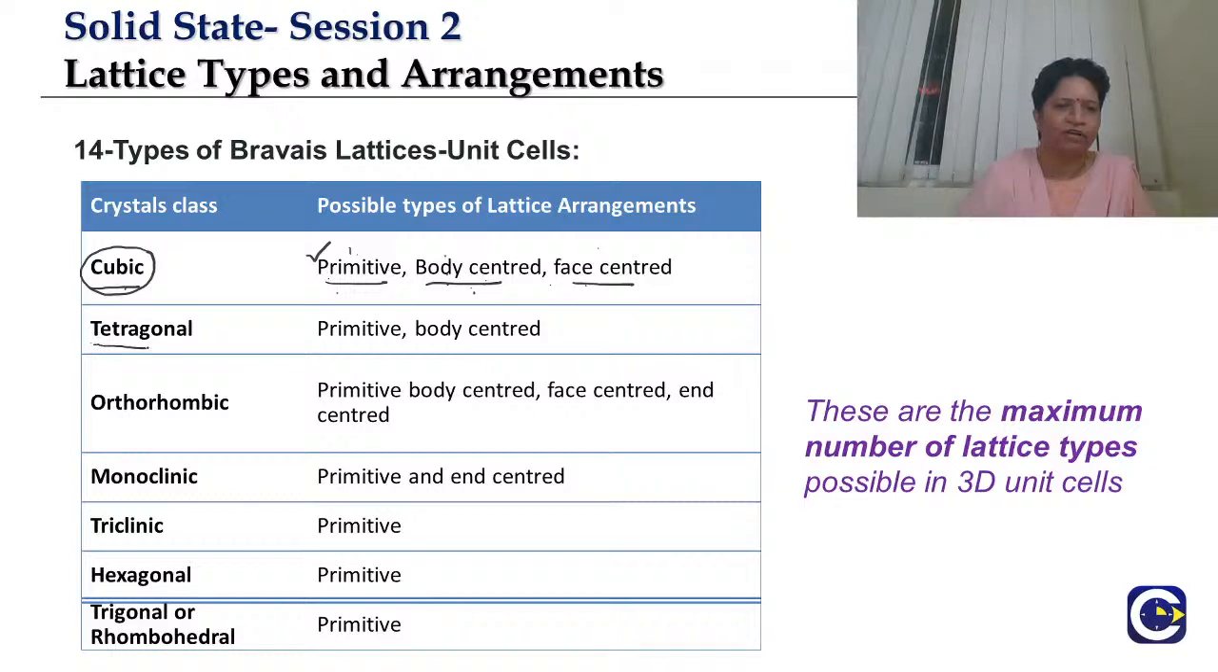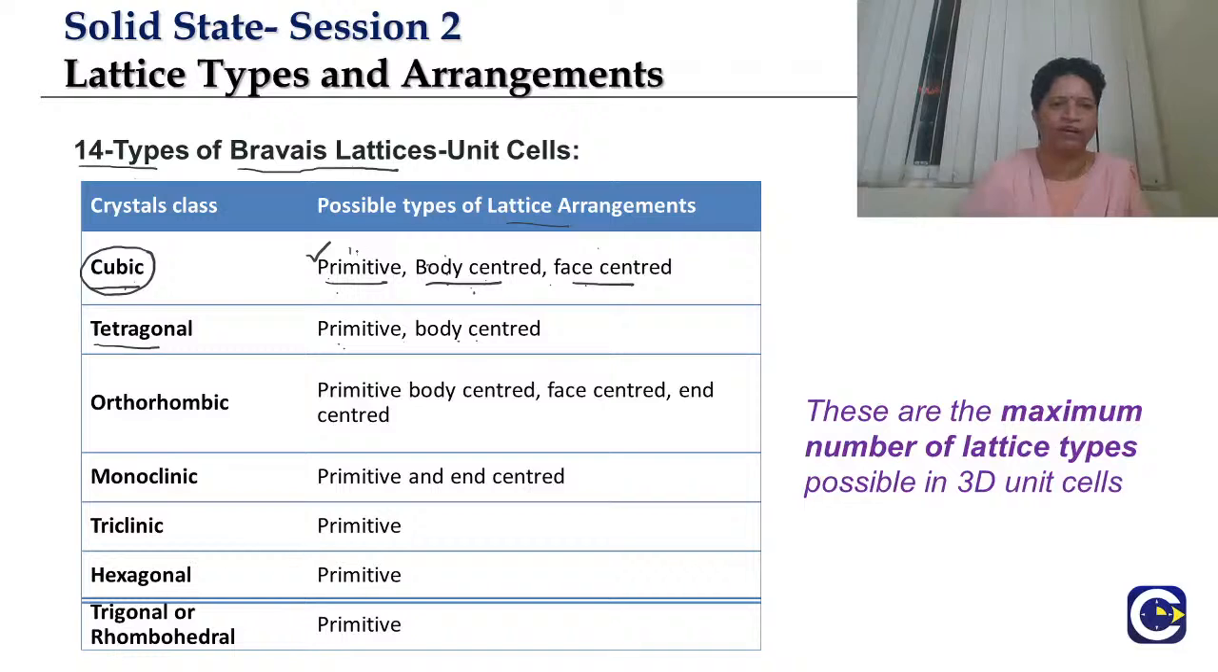Then again tetragonal, if you take, has two different types, primitive and body centered. Likewise, all the 7 crystal systems further have different lattice arrangements, totally giving us 14 different types. These 14 different arrangements of lattice based on the 7 basic crystal systems, we call Bravais lattices.